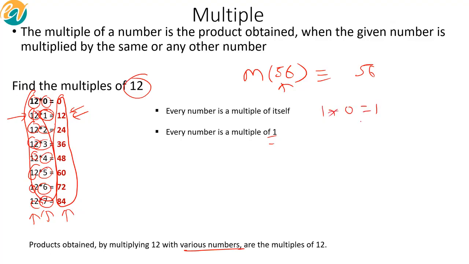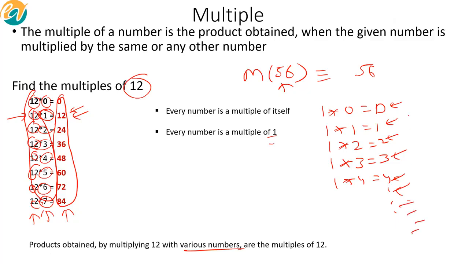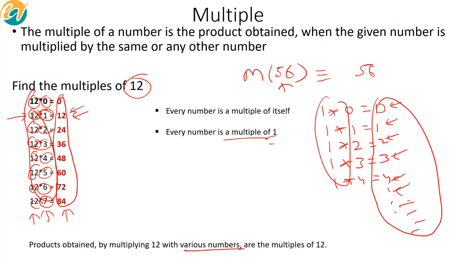1 into 0 is equal to 0. 1 into 1 is equal to 1. 1 into 2 is equal to 2. 1 into 3, 3. 1 into 4, 4, and so on. So notice 0 is a multiple of 1, 1 is a multiple of 1, 2 is a multiple of 1, 3, 4, 5, 6, and so on till infinity. So every number is a multiple of 1. Every number, by every number I mean every integer, is a multiple of 1.